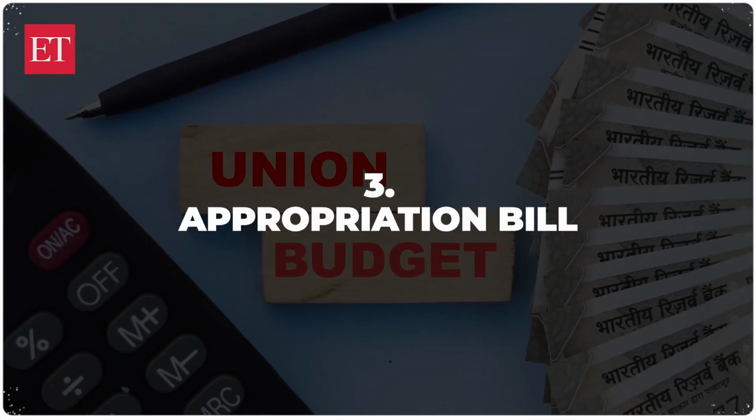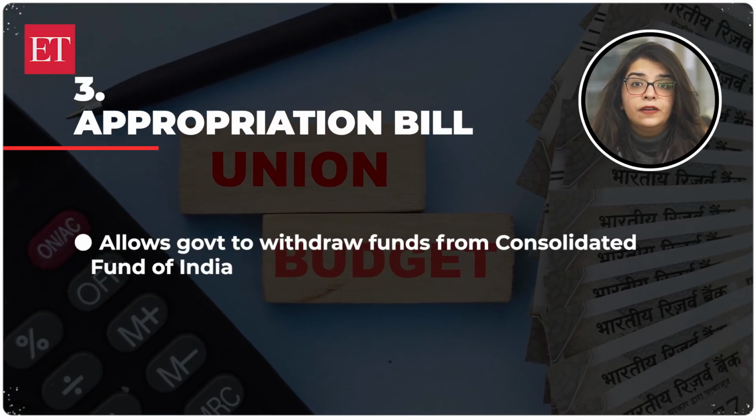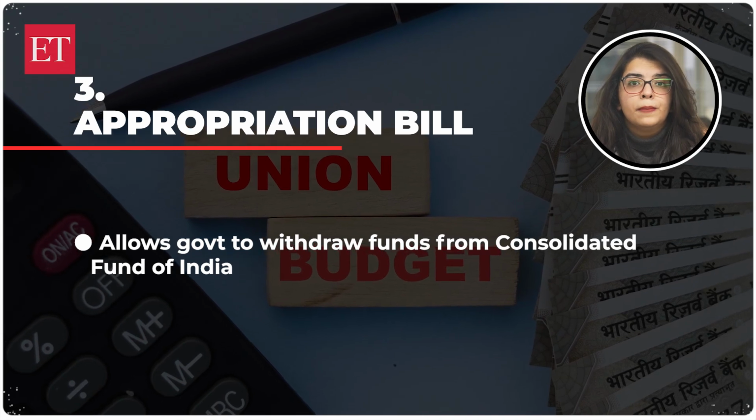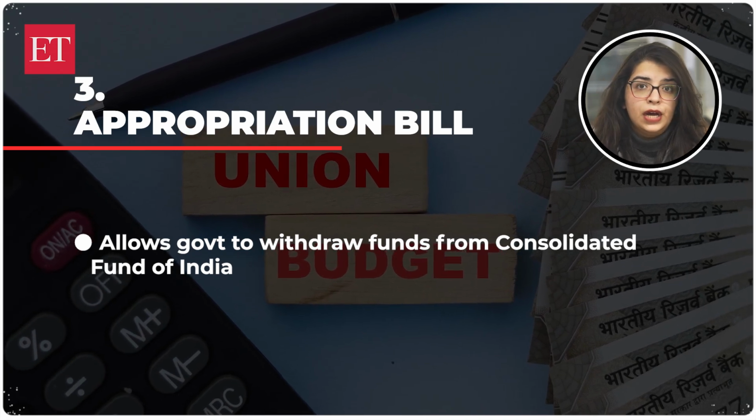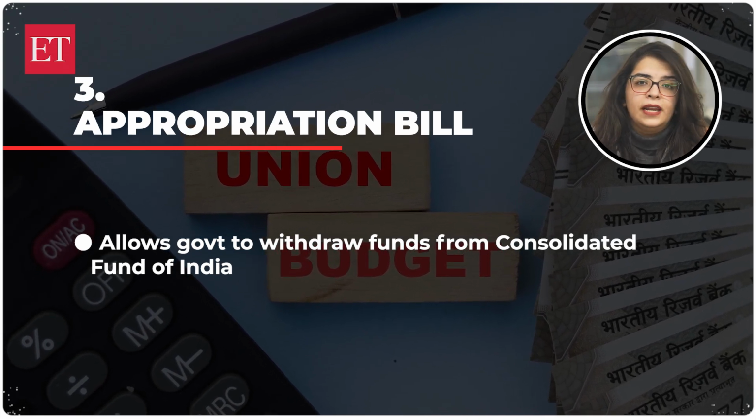On number 3, we have appropriation bill. After discussions on budget proposals and voting for demand for grants, the government introduces appropriation bill in the Lok Sabha. Now, this bill is intended to give authority to the government to withdraw money from the Consolidated Fund of India to meet its expenses during the financial year. The government also needs to get permission from Parliament to access these funds.